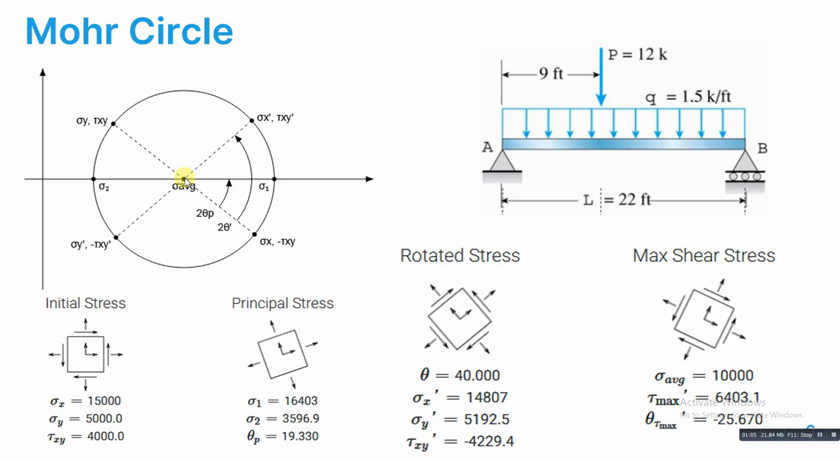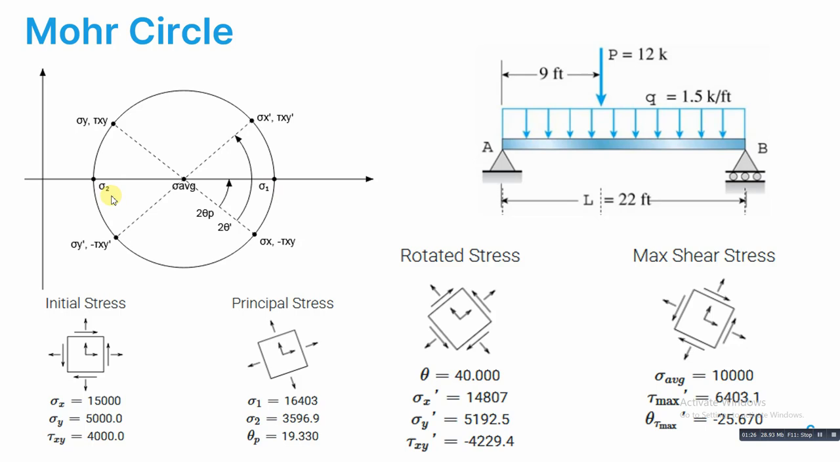This is the sigma average. We can use the stress transformation concept to find out the principal plane, the plane upon which we have only normal stresses and the shear stress is zero. Those normal stresses in the principal plane are called the principal stresses. The maximum value is sigma 1, the maximum principal stress, and the minimum value sigma 2 is the minimum principal stress.